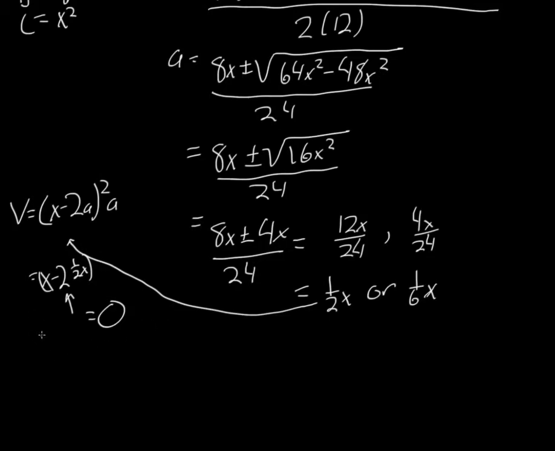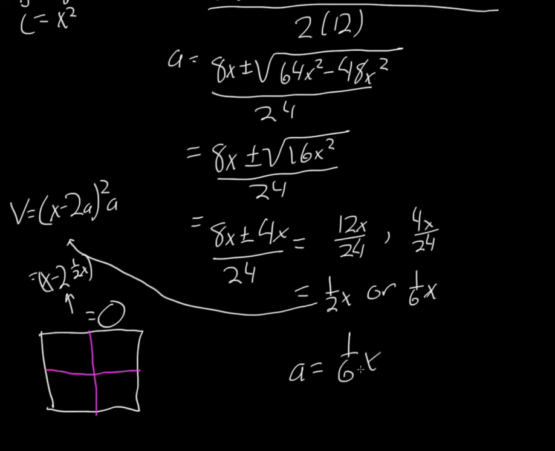If you think about this logically, it does make sense. If a was equal to 1/2 x, we would actually get this scenario here, where we'd have 0 base. You would cut out every single corner of your square. So therefore, the correct answer that provides a maximum volume is a equal to 1/6 x.